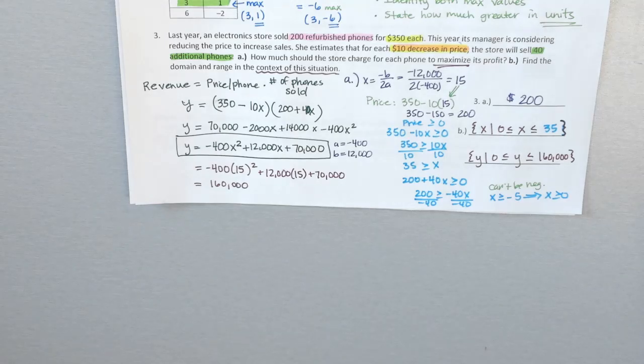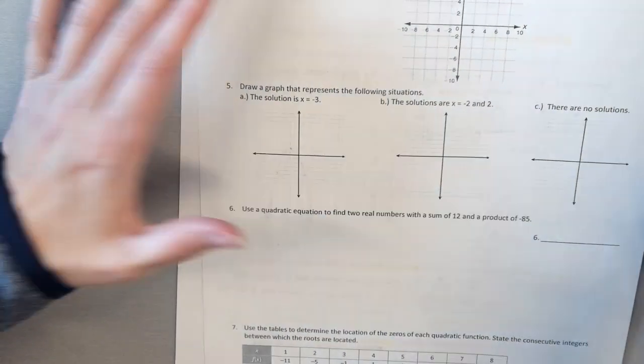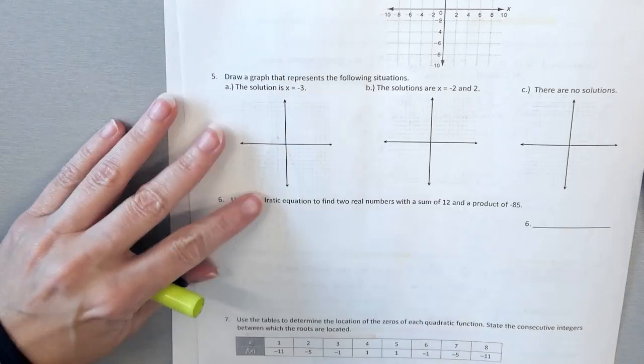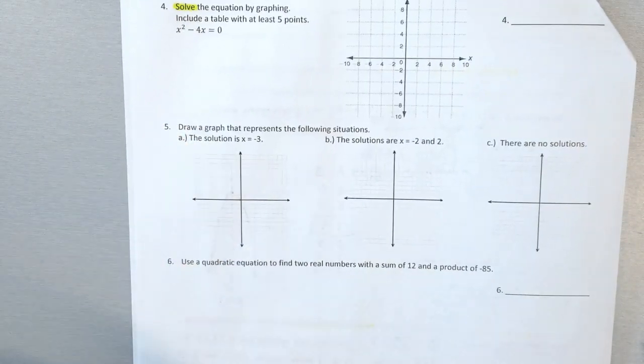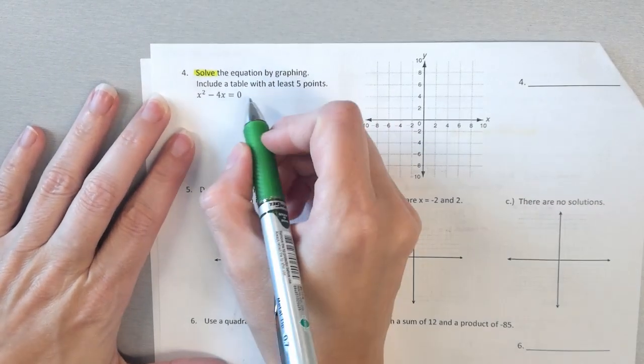Talk about that. So page 2, this is also on the calculator portion. It says solve the equation by graphing. You don't have to do this on your graphing calculator, but you have to graph it and write a table with at least 5 points. It is something that you will be allowed to use your graphing calculator with.